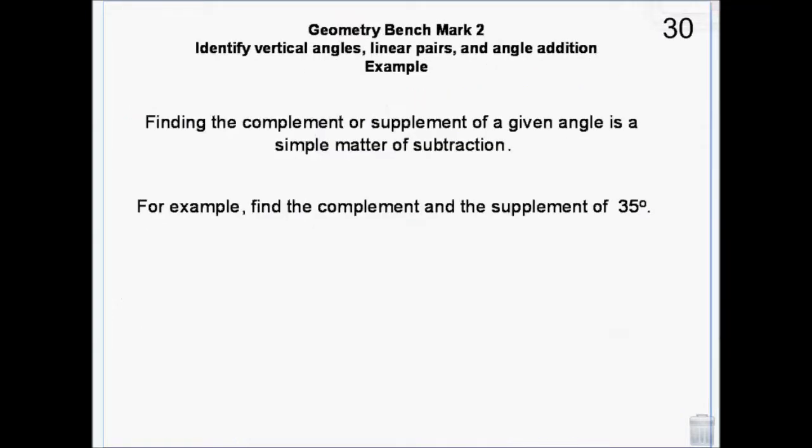Complements add up to 90, so we want to find 90 degrees, and supplements add up to 180. So the complement of 35 is going to be 90 minus 35. So that's going to be 55. That is the complement. The supplement of 35 is going to be 180 minus 35. So that is going to be 145 degrees. Complement, supplement. Well, if you're asked just to find the complement, you'd only have one answer, or if you were asked just to find the supplement, but we were asked to find both.